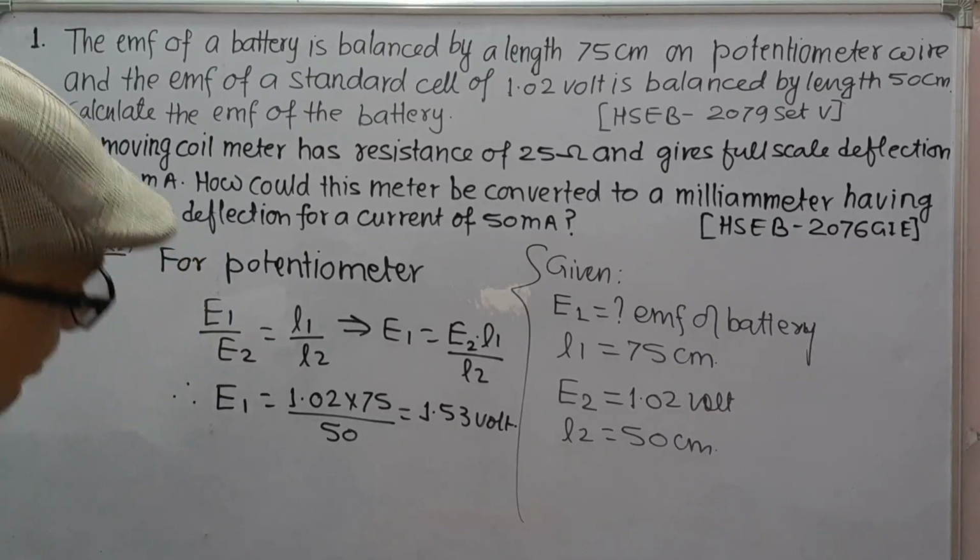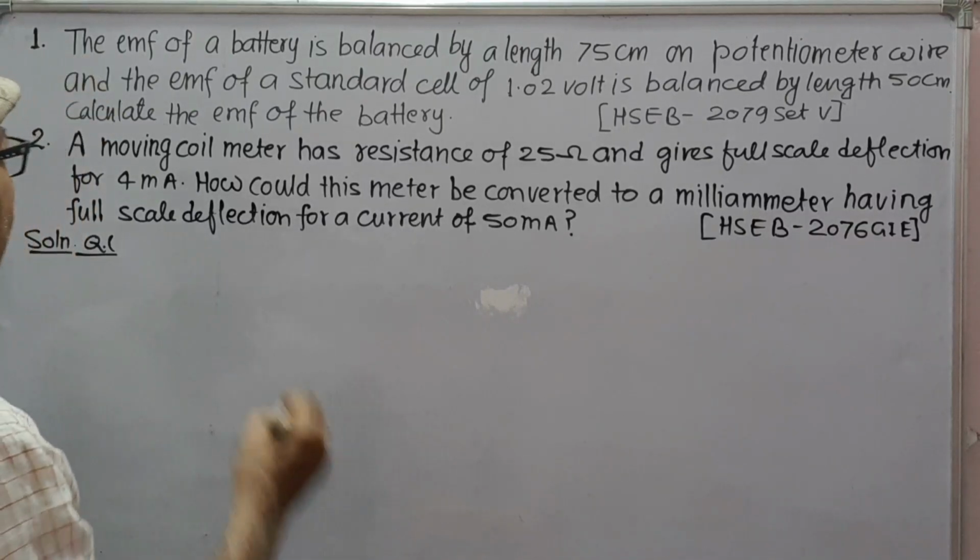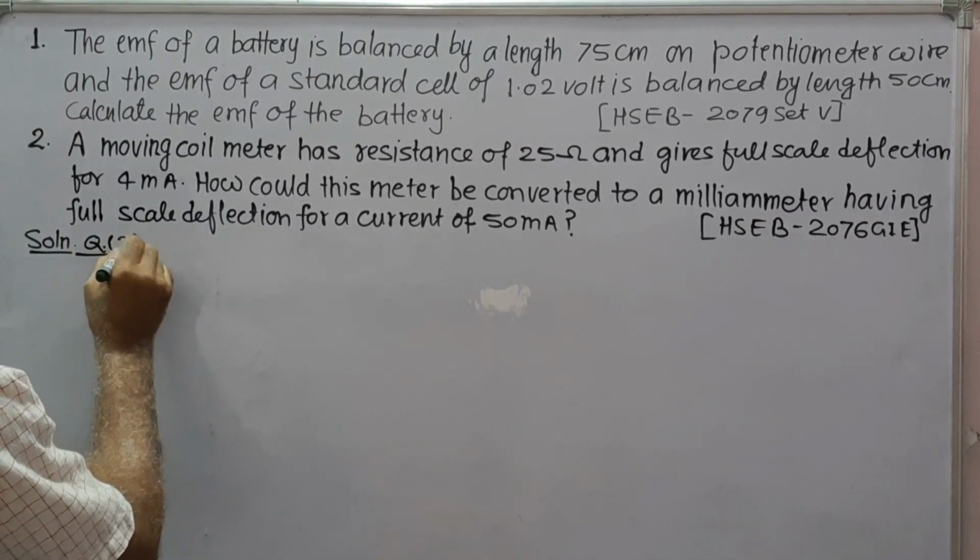Next question, number 2. The question is, a moving coil meter has resistance 25 ohm and gives full scale deflection for 4 milliampere current. How could this meter be converted into a meter which gives full scale deflection for a current of 50 milliampere? So, solution to question 2.